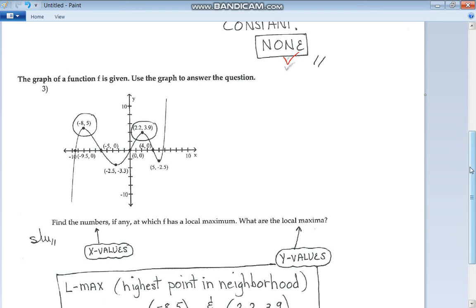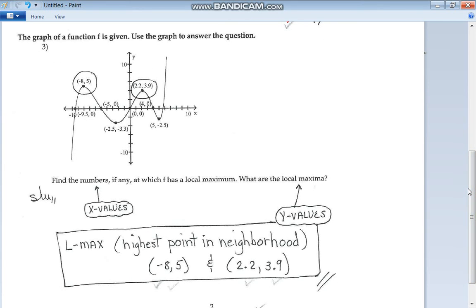So there's the graph, pretty complicated looking. It already has all the numbers on it, and the important numbers. And we're asked to find the numbers, if any, at which f, the function, the graph, has a local maximum, and where are the local maximum. Okay, now you understand that these graphs continue up and down because there's no point at the end. There's supposed to be an inferred arrow.